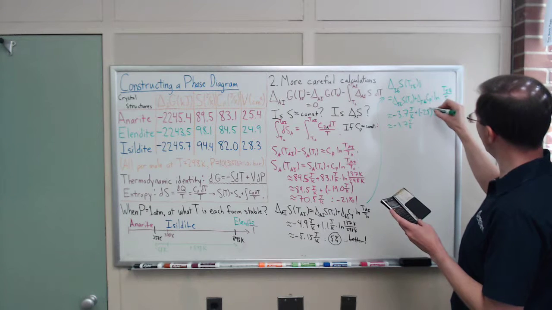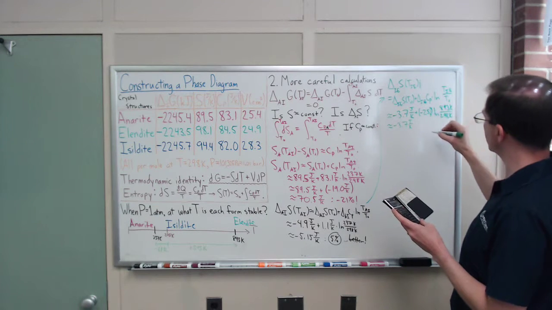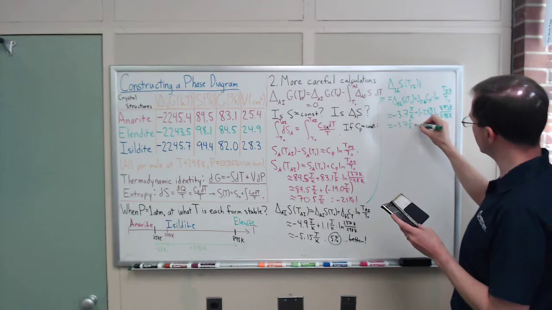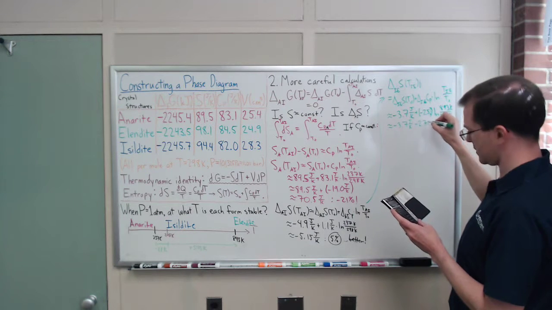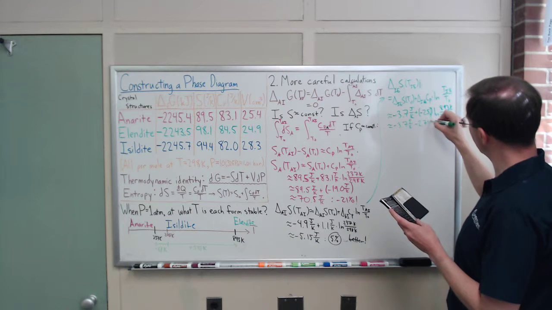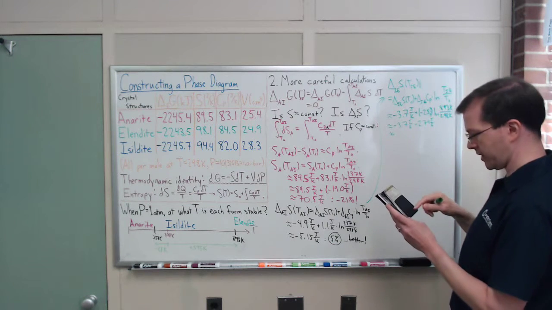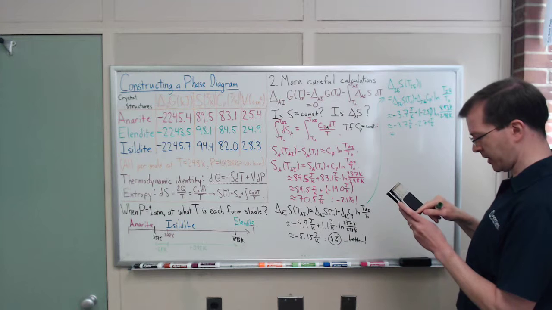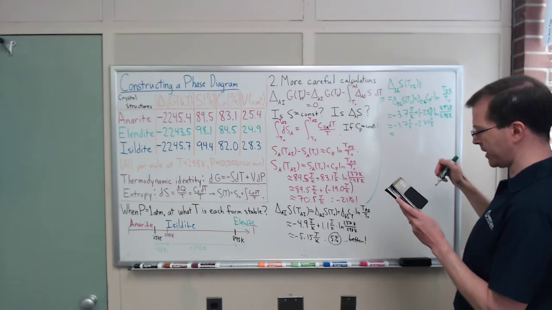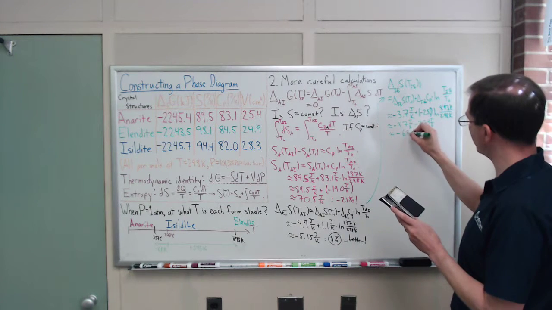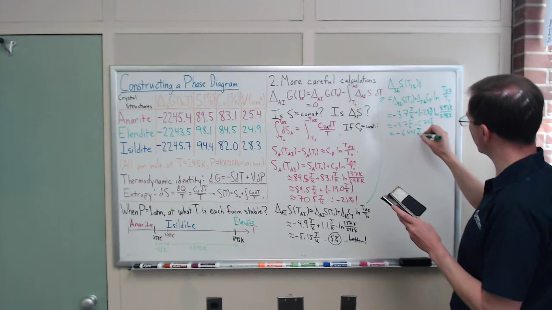Did I leave out the joules per Kelvin? Oh, that's terrible. Units. Minus 2.74 joules per Kelvin, which is approximately, so this minus 3.7 gives me minus 6.44. Minus 6.44 joules per Kelvin.